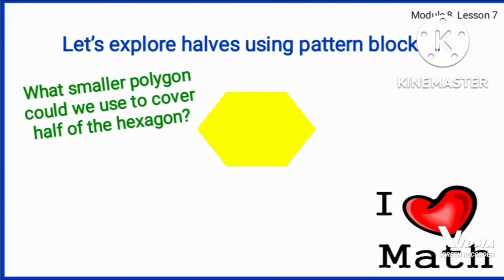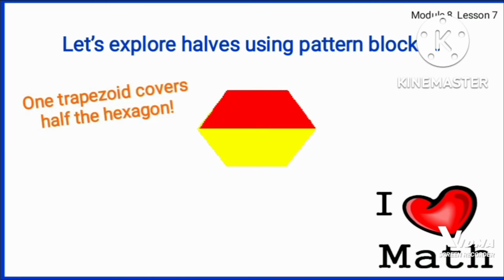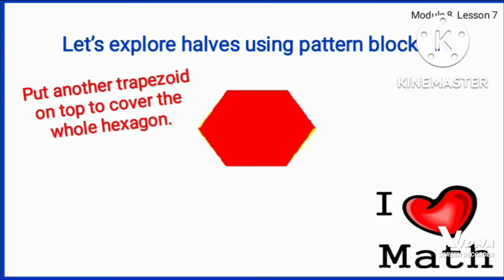What smaller polygon could we use to cover half of the hexagon? How would you cover it? You can try a trapezium. Just try. Which one would you use? Yeah, I use a trapezium. That's a trapezoid, a shape that has 4 sides, 1 pair of parallel lines. This is the other half. We have covered the hexagon.